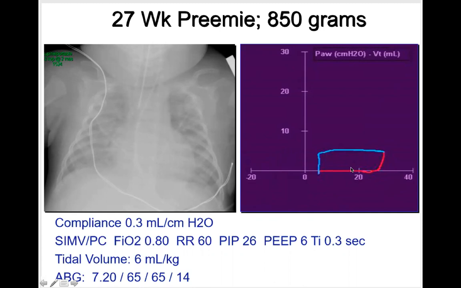If you look at your PV loop, what is happening? So much change in the pressure is causing only this much change in the volume, and it is quite horizontal. So it's a very poorly compliant lung. What will you do? Surfactant. So we will give surfactant.